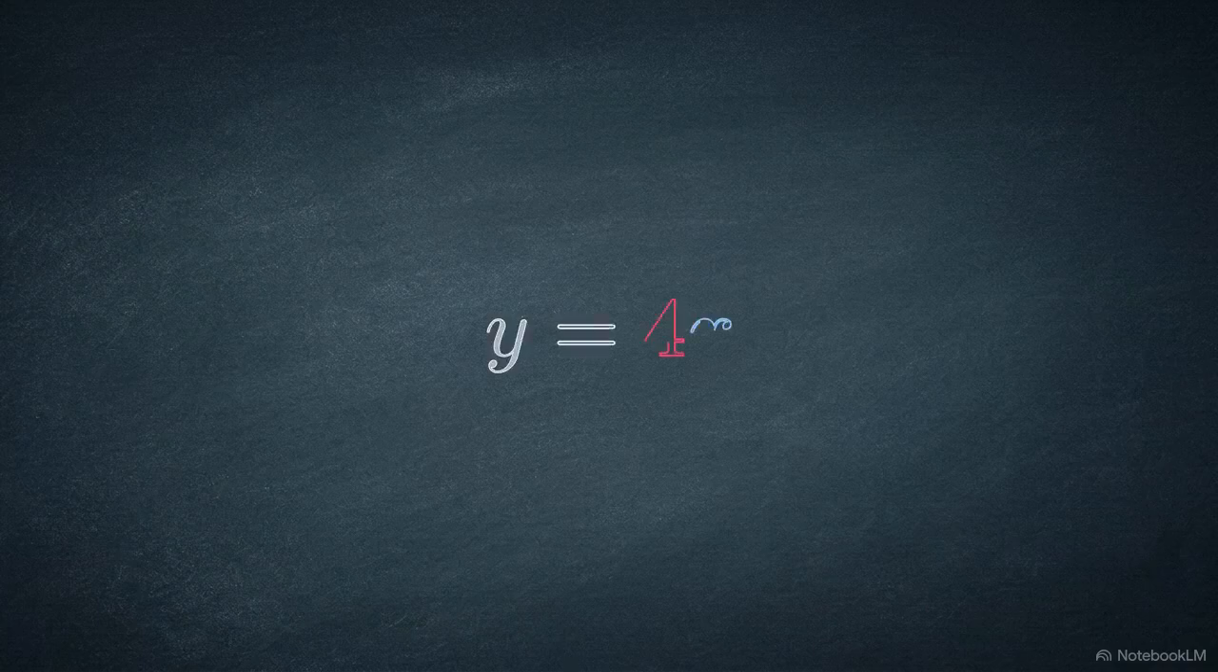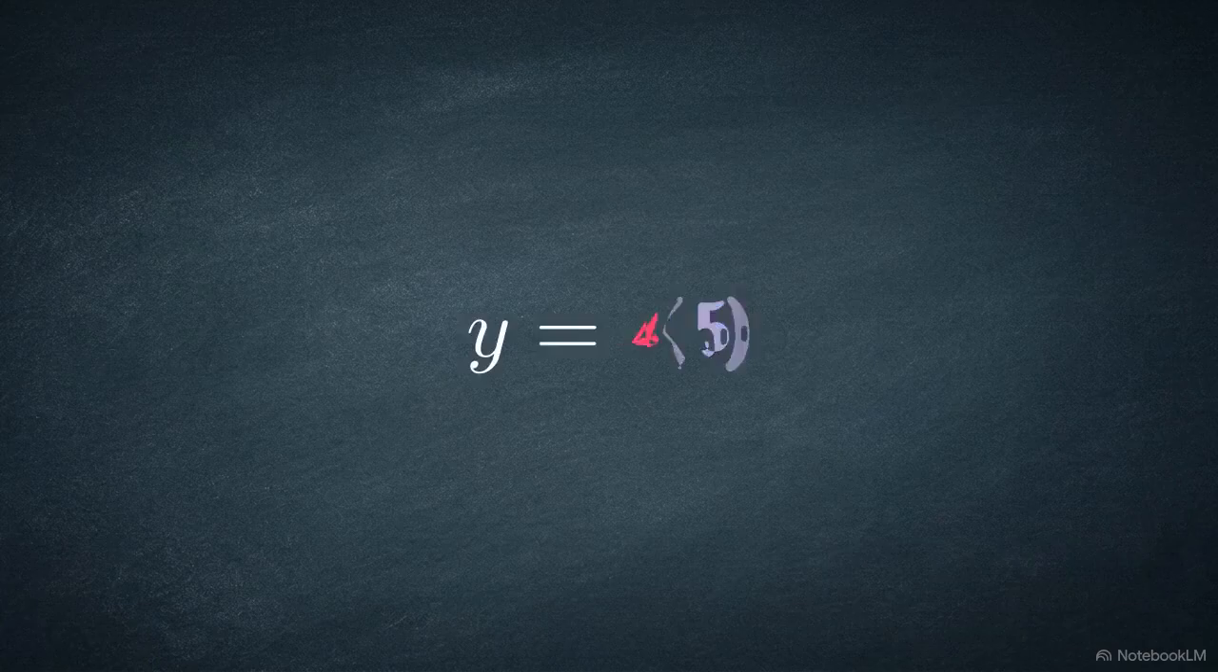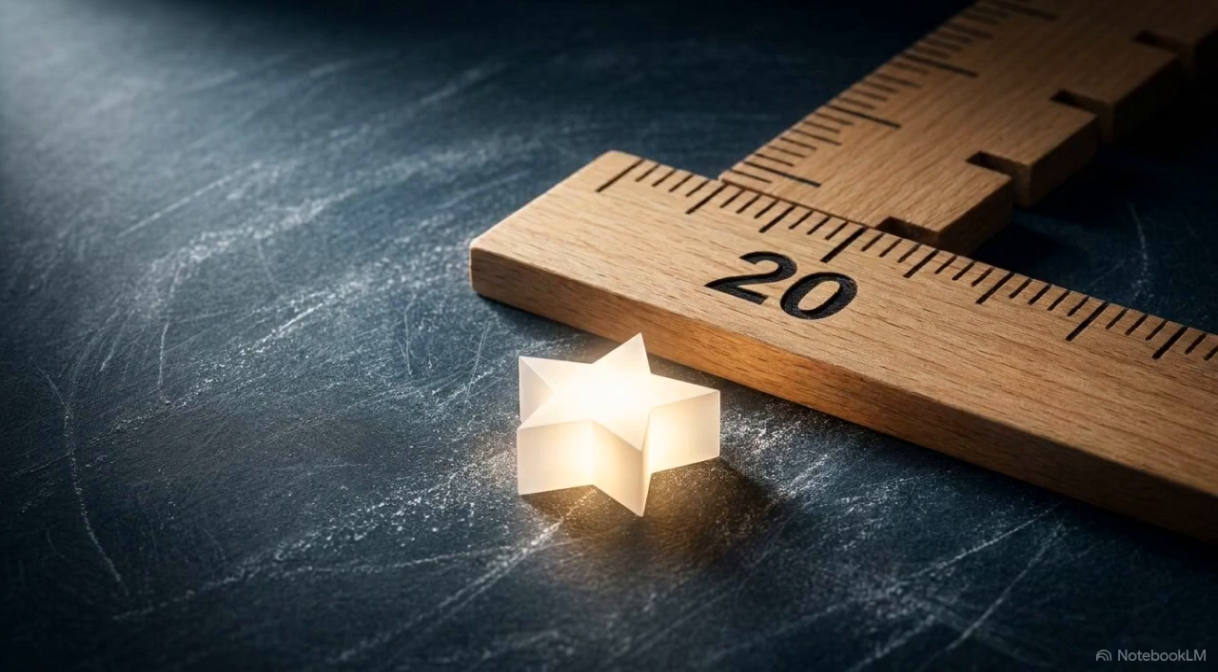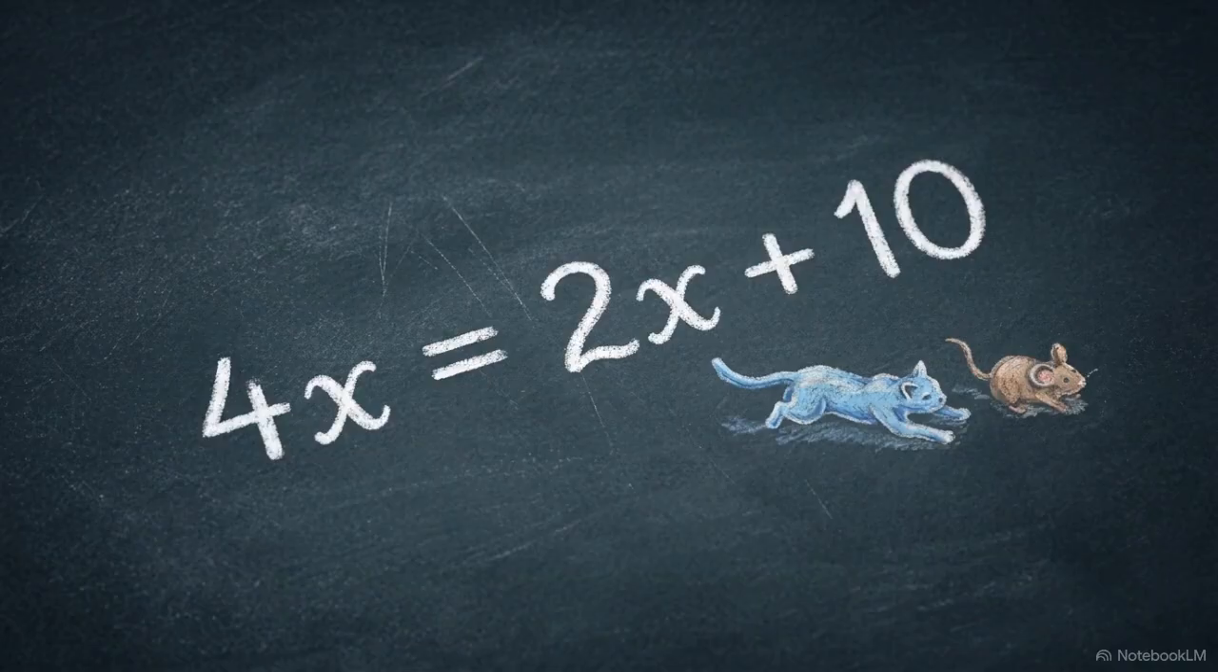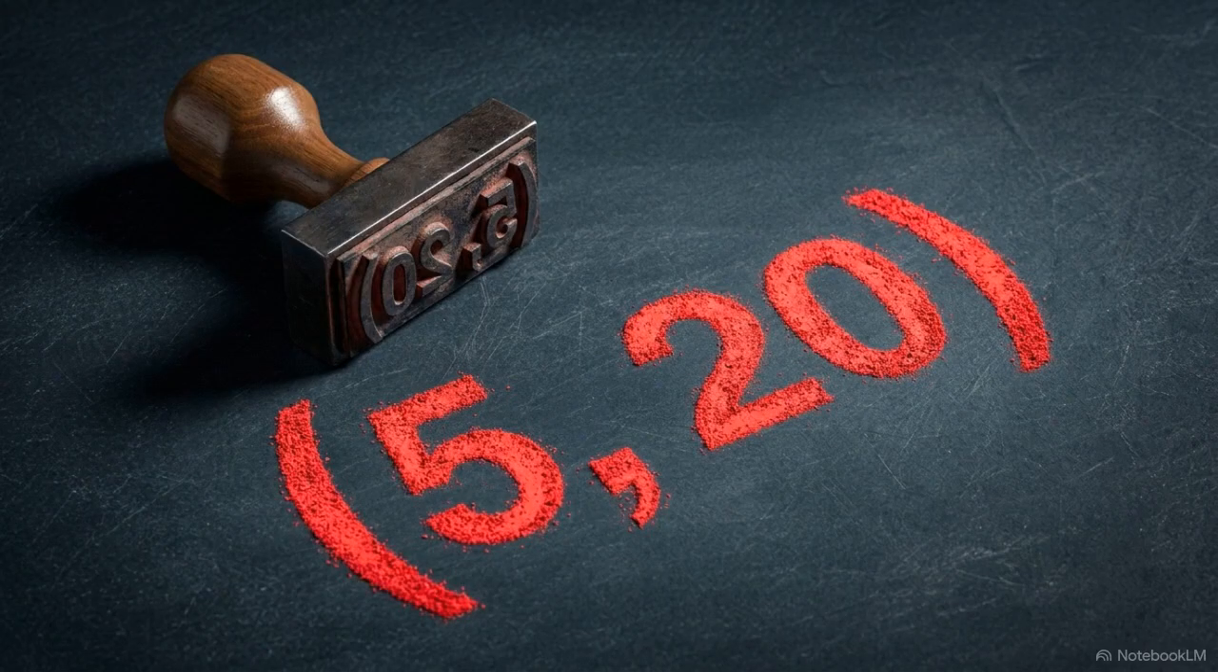To find the location of that impact, we take that 5-second time frame and plug it back into the cat's speed equation. 4 times 5 is 20. The chase ends exactly 20 centimeters away from the starting hole. Through basic algebra, the physical conclusion of the chase is no longer a mystery. We have calculated the exact coordinates of the collision, 5 seconds in at a distance of 20 centimeters.